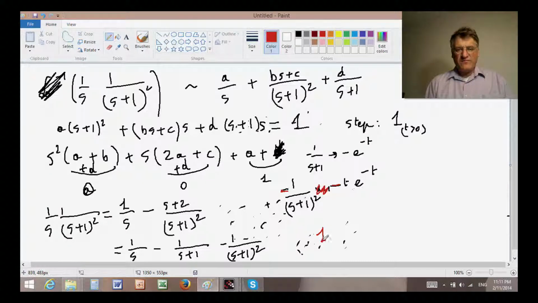1 of t greater than 0. Okay, so the indicator is that t is greater than or equal to 0, times 1 minus e to the minus t minus t e to the minus t.